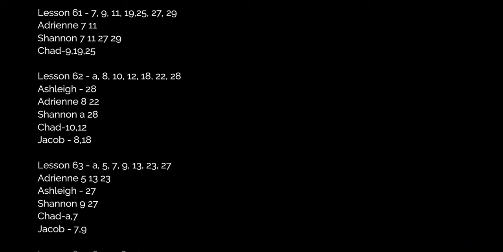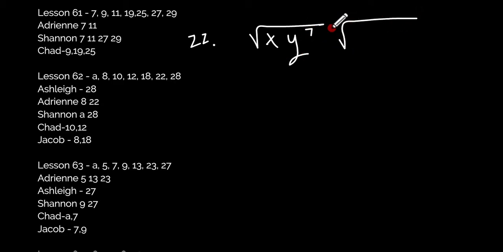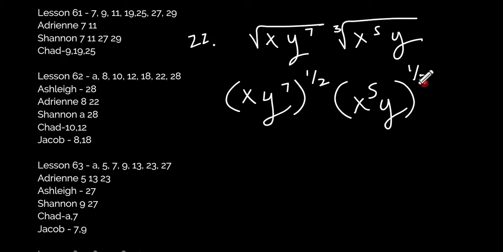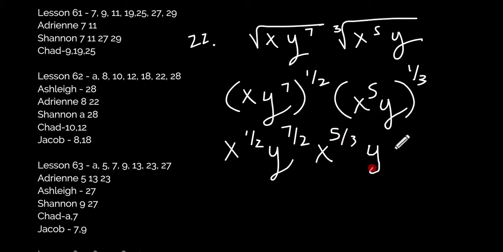Okay, 22. You guys put down 2 of these. I'm going to do 1 of them. So square root of x y to the 7th, and the cube root of x to the 5th y. So these are radicals which can be written as fractional exponents. Whatever's on the seat goes on the bottom. So these are square roots, so the 2 goes on the bottom. Alrighty, and this is a cube root, so the 3 goes on the bottom. Multiply it through: x to the 1/2, y to the 7/2, x to the 5/3, y to the 1/3.